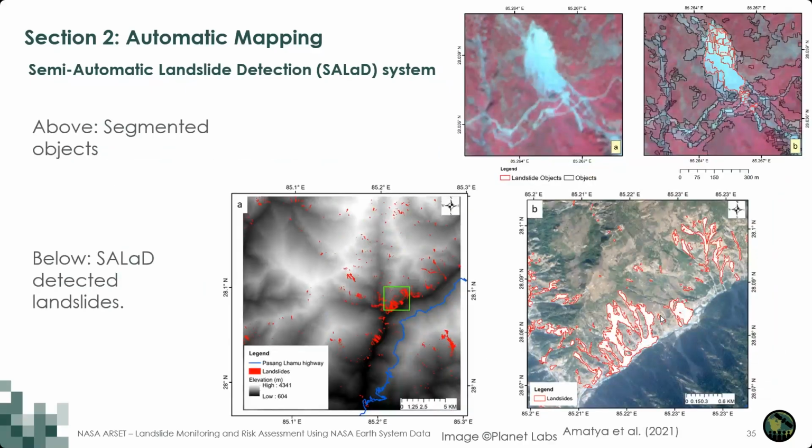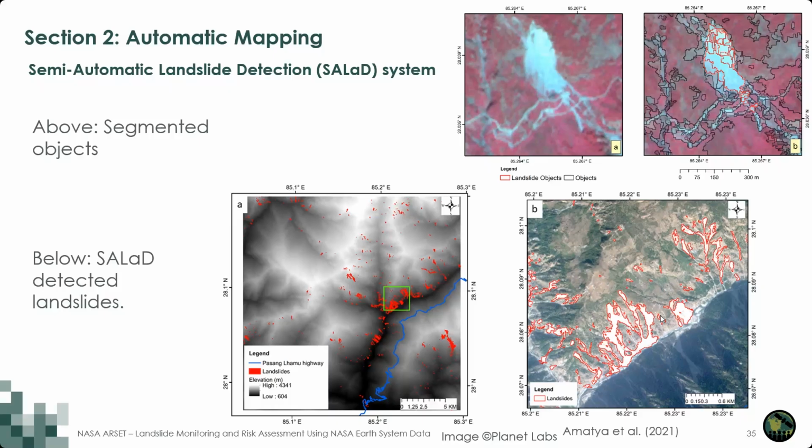The figure on the top shows the segmented objects created from the RapidEye imagery using mean shift segmentation. We can see the landslide objects were clearly separated from other objects. The segmentation, however, did result in some over-segmentation. Although the purpose of segmentation is to create meaningful objects, over-segmentation is not necessarily a bad result. Generally, over-segmentation is preferred to under-segmentation because merging is possible in final steps. The bottom figure shows a zoomed-in view of SALAD-detected landslides.